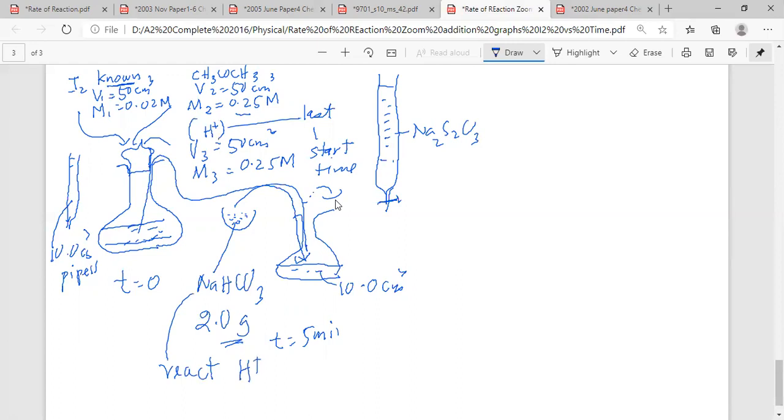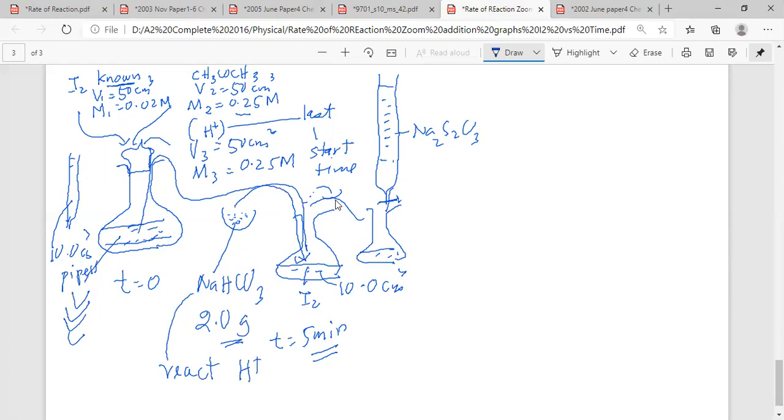Here it has stopped already, but here it is still going on, because the acid is still there. So here it stopped at 5 minutes. That means here I can find how much iodine is left unreacted at 5 minutes. So how do I find how much iodine is there? Now I titrate with my thiosulfate here.